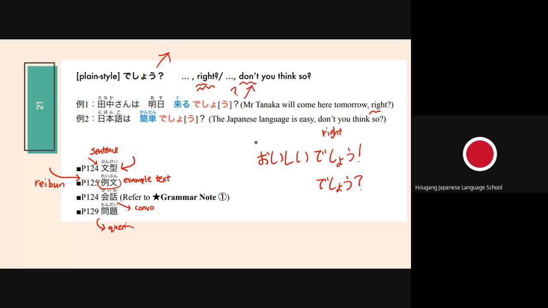So, atta, had, past tense, right? Nakatta, did not have. And to omoimasu. See, omoimasu never touch. They just don't touch it at all. Okay, very good. Number six.